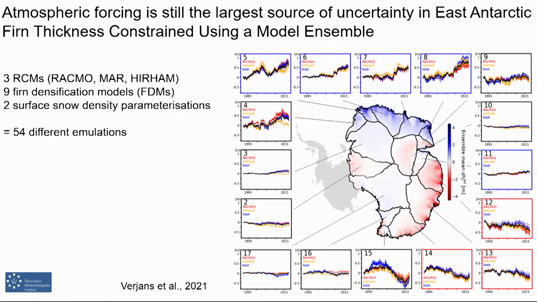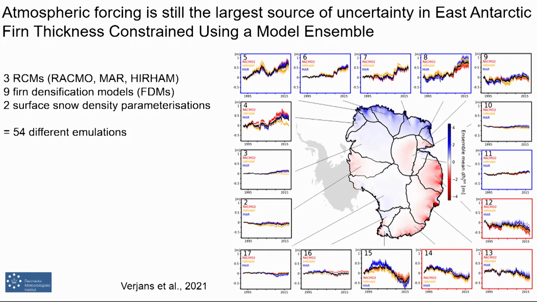This was a study that was done a few years ago now, an emulation using 3 different regional climate models and 54 different emulations with different firn parameterizations. And the point here is really that the atmospheric forcing is still the biggest single uncertainty in your firn density model. So you can try lots of different things, and there are places where we know different models are outliers, like here, where MAR seems to have a very different result to the other 2 models.